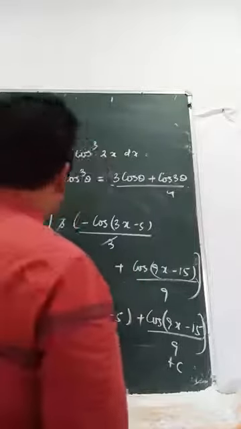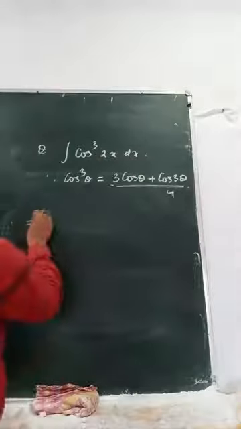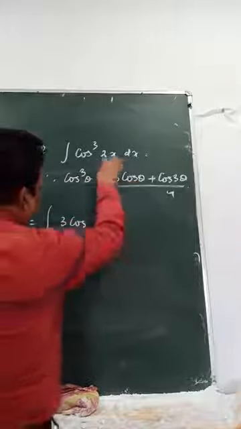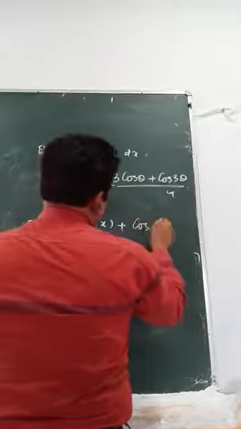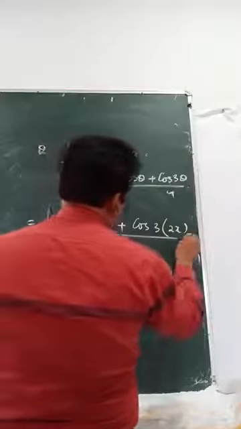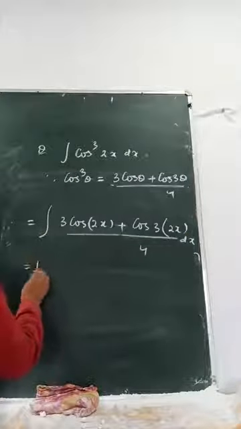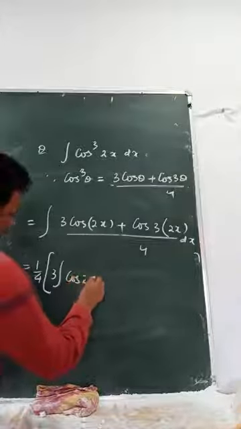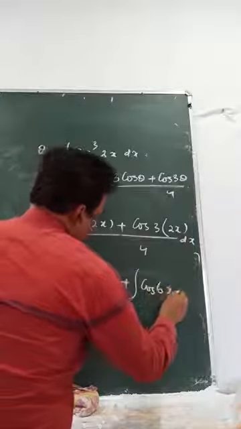So that will be the same as integration of 3 cos theta, theta means 2x, plus cos 3 theta, theta means again 2x, divided by 4 dx. So I can keep this 1 by 4 outside. Integration of 3 is here: cos 2x dx plus integration of cos 6x dx.